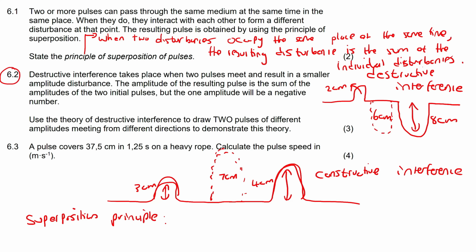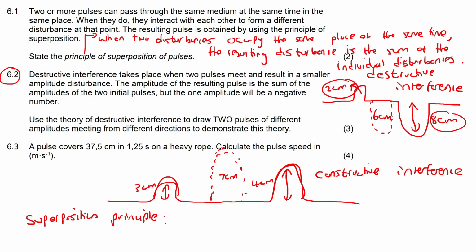So destructive interference, which was this one over here that we spoke about, takes place when two pulses meet and result in a smaller amplitude disturbance. Yeah, that's correct. Here we have an 8 and a 2, and when they combine, we only have a 6. So you see how we go from a big 8 to a smaller 6, okay? The amplitude of the resulting pulse is the sum of the amplitudes of the two initial pulses, but the one amplitude will be a negative number.